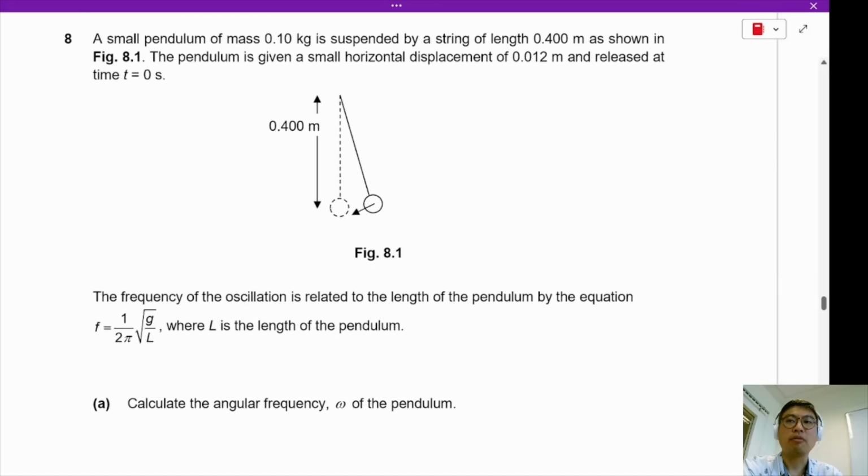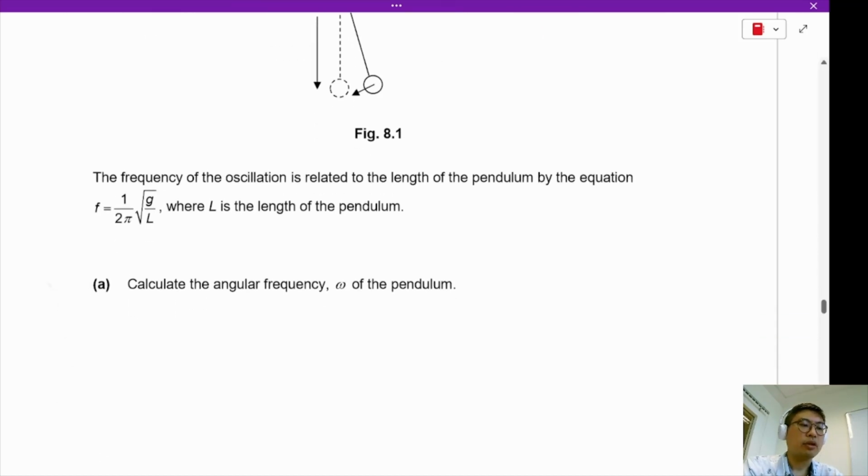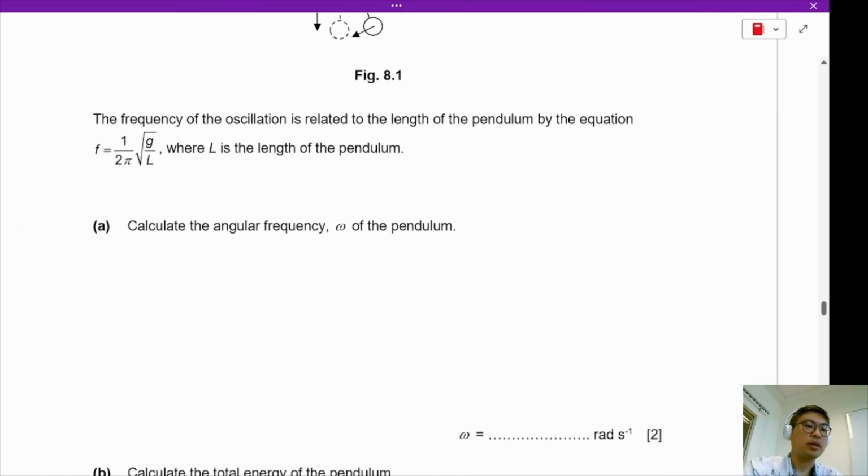A small pendulum of mass 0.1 is suspended by a string. The pendulum is given a small horizontal displacement of 0.012, and then is released at time t. Now, the frequency is given by this equation, so calculate the angular frequency. So what we first put in is frequency is 1 over 2 pi square root 9.81 divided by 0.4.